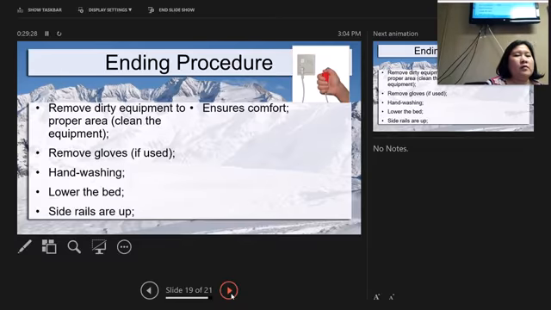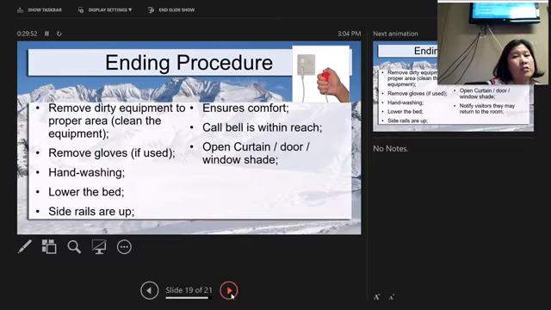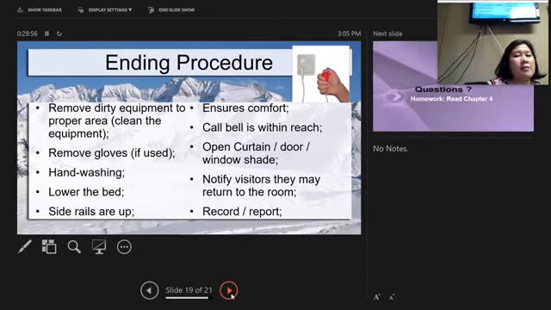Hand washing, lower the bed, put up your side rails. You're only allowed to put up 2 side rails. You can't put up all 4 side rails because it's considered a restraint. But you can put up 2 of the 4 side rails. Some people like the top side rail up so they can pull up on it or use it when they're in the bed. And some people don't use side rails at all. So, ensure their comfort. Make sure the call bell is within reach. Open up the curtain. Tell the visitors they can come back in.